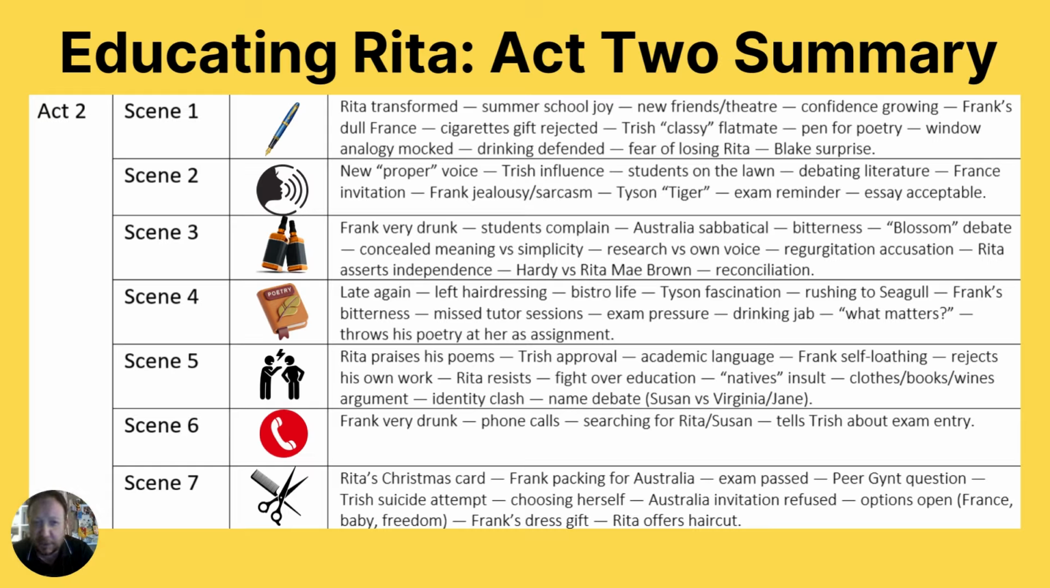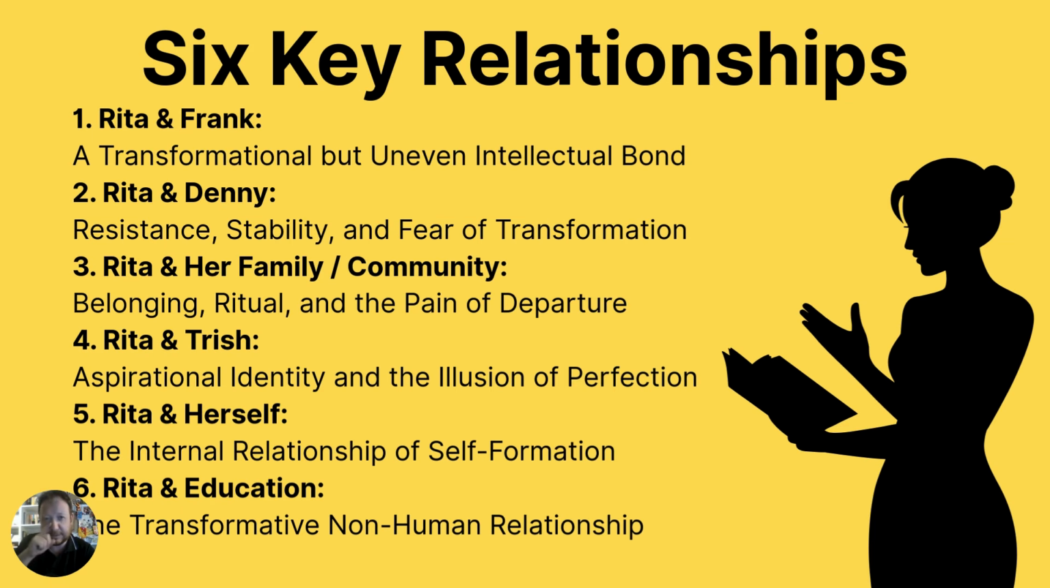She can go to France. She can have a baby. She could continue studying, do whatever. She could go to Australia with Frank. She could do whatever she wants. And that's what I think the ultimate message there is in the end, isn't it? That education, for Rita anyway, gives her freedom, and Rita offers Frank a haircut at the end there. And we'll look at the ending in more detail later on.